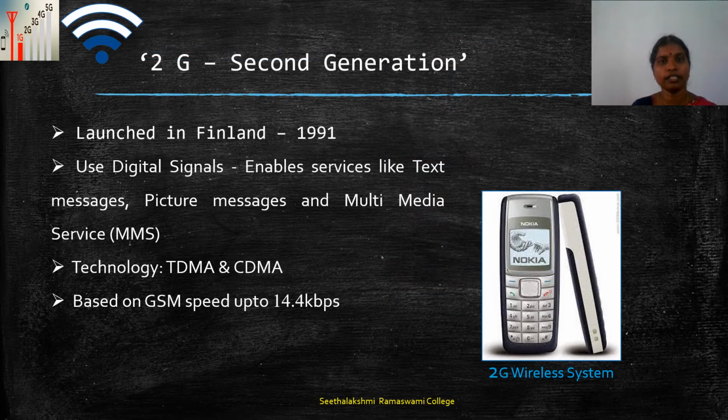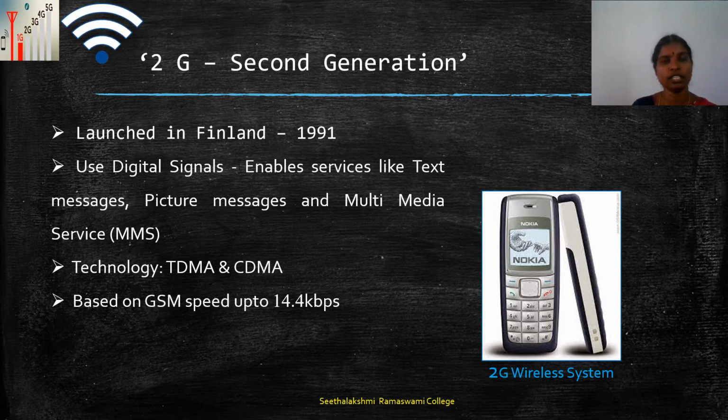Second generation. 2G is the second generation of wireless cell phones, which are based on digital technologies, in the early 1990s. In 1991, 2G was launched in Finland. It provides services such as text message, picture message, and MMS. It has greater security for both sender and receiver, and all text messages are digitally encrypted, which allows for the transfer of data in such a way that only the intended receiver can receive and read it.